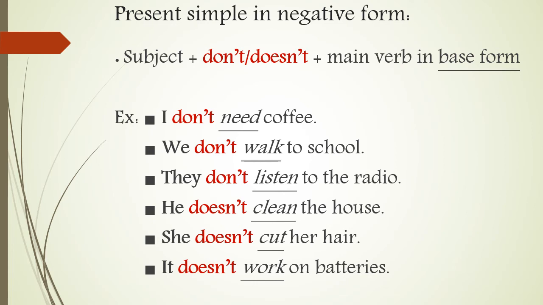Now with he, she, it, the last three sentences, I use doesn't. He doesn't clean the house. She doesn't cut her hair. It doesn't work on batteries. And here, because the three subjects or pronouns are singular, I use does plus not in the negative form.